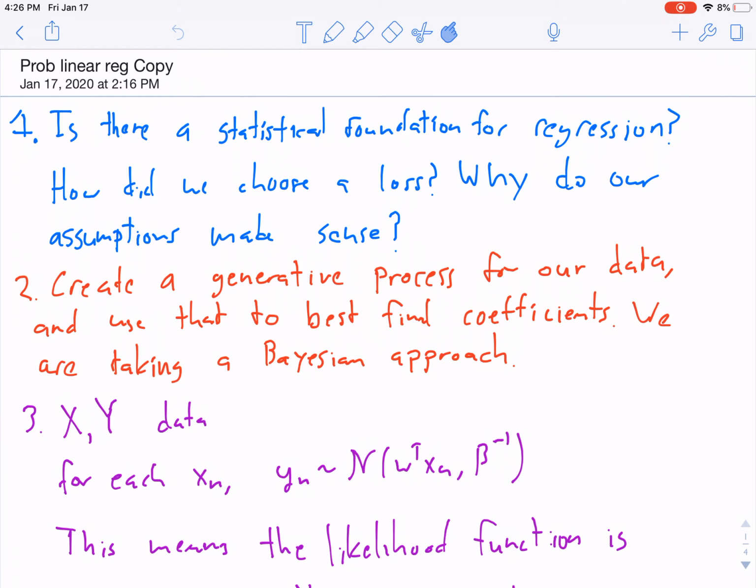When we were talking about linear regression, we gave you a loss and a process for finding the optimal W, but you might have had some questions, like: how do we choose that loss function? Why do we know that our assumptions make sense? Or is there some other statistical foundation for regression? What are some other ways that we can know it's true? And that's what we're going to be looking at today.